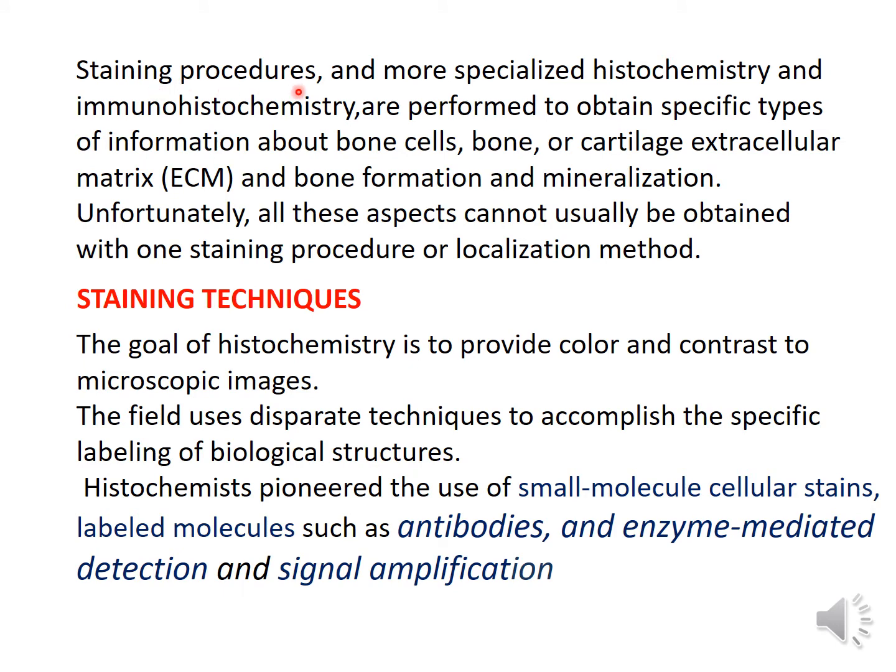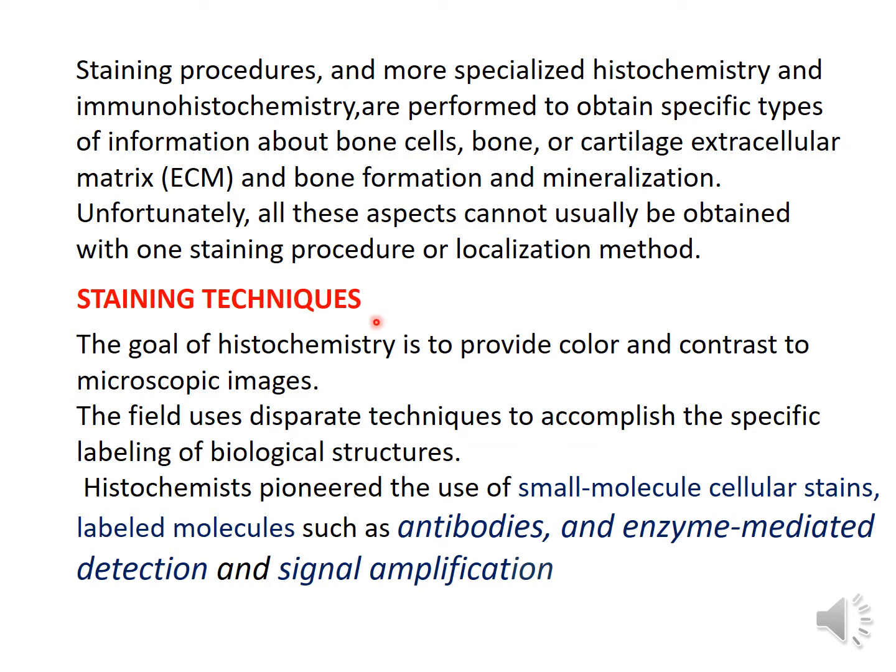The staining procedures and more specialized histochemistry and immunohistochemistry are performed to obtain specific types of information about bone cells, bone, cartilage, extracellular matrices, and bone formation or mineralization. All these aspects cannot usually be obtained with one staining procedure or localization method. Sometimes you need a combination of two staining methods.